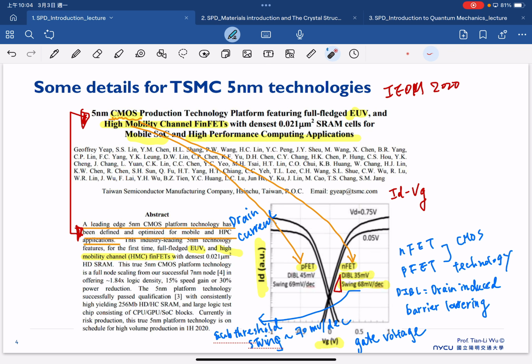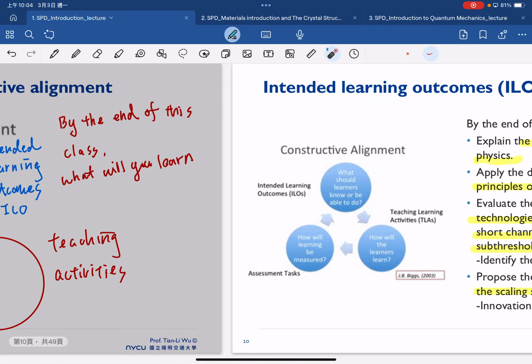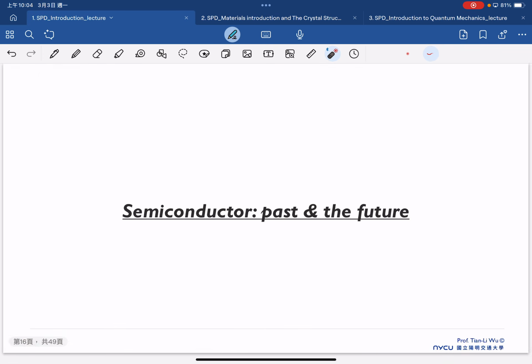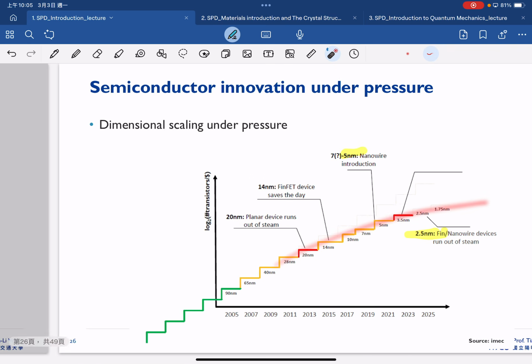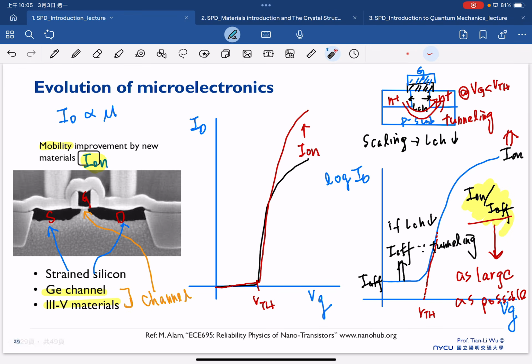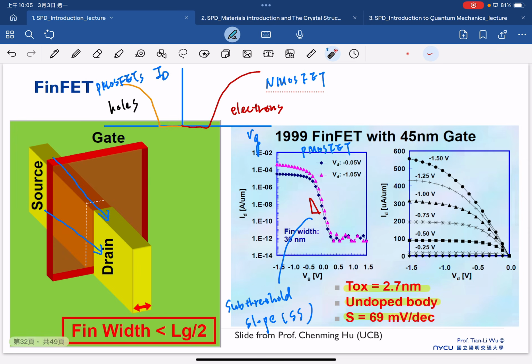So now you can see this is exactly the same figure illustrated again in the 1999 paper. Okay.